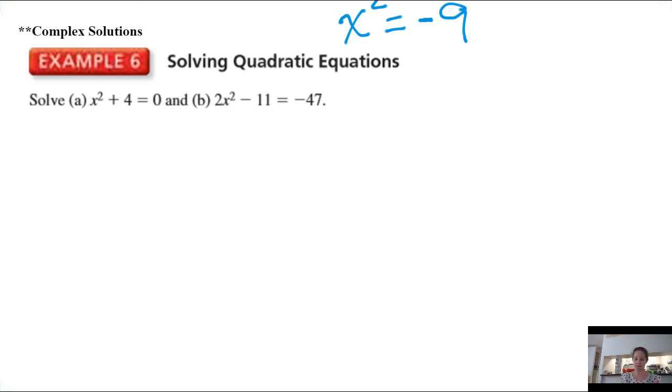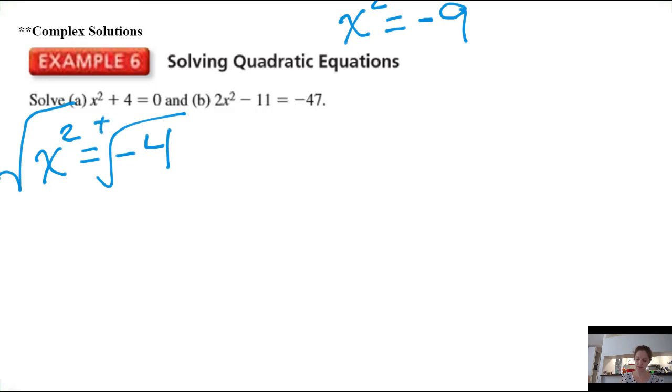So for example, A, to solve x squared plus 4 equals 0, we're going to isolate the x squared so that x squared equals -4. Take the square root of both sides. And this is where earlier we would have said no real solution. You cannot take the square root of a negative number. Well, a real solution does not exist. That's why we wrote no real solution, but there is an imaginary solution or a complex solution.